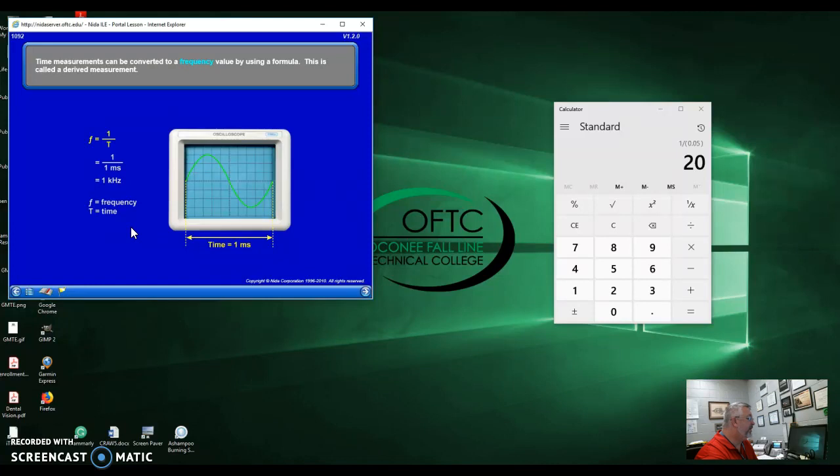Let's try it one more time. The smaller the number is, the higher the frequency. And if it's a pretty big time period, then our frequency will be lower. So they're inversely proportional is what I'm trying to say there.